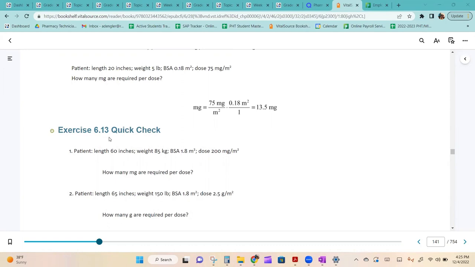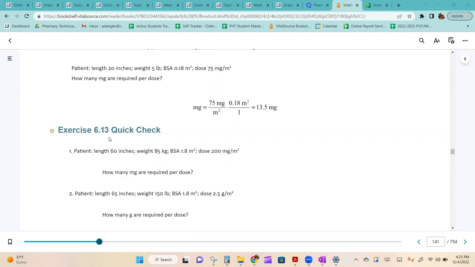So the patient is 60 inches, that's their length. Their weight is 85 kilograms and their BSA is 1.8 meters squared. The dose is 200 milligrams per meter squared. So meters squared is the BSA. A lot of students will get scared by that because I think they need to do something with the two. You don't. You're just paying attention to that number. And that number is based off of the height and weight of the person.